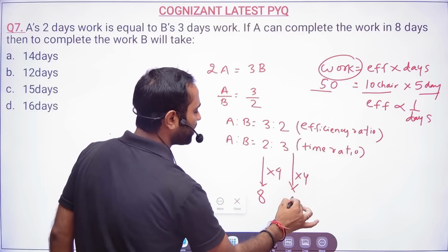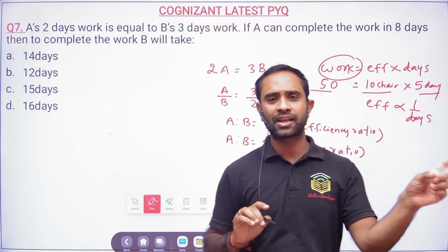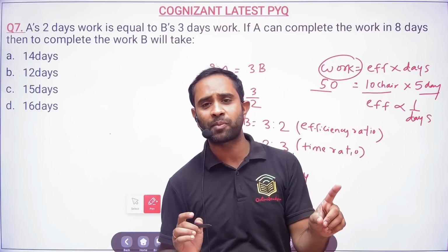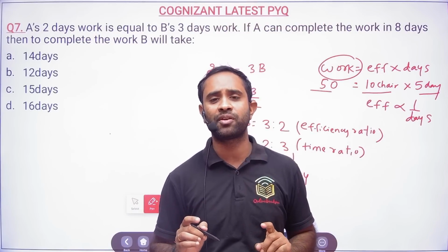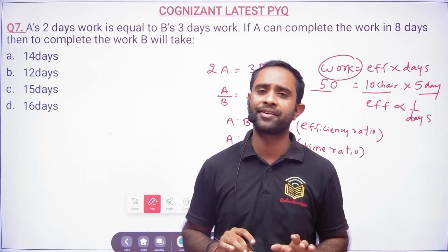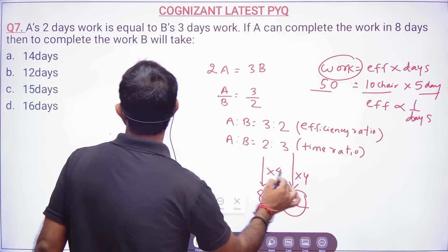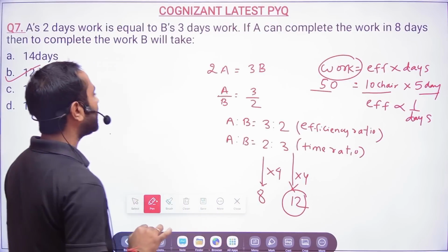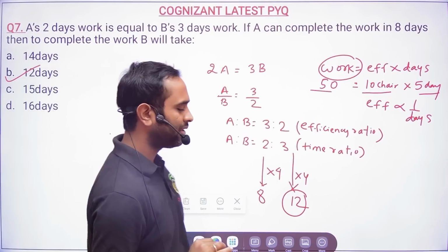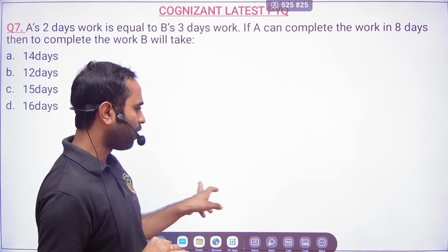Sir, 4 times, because ratio has to be equal. If you are multiplying a number by 4, the second number also you need to multiply by 4. If you are dividing a number by 5, the second number also you need to divide by 5. Ratio should always be equal, otherwise your concept is wrong. Otherwise whatever you are doing is wrong. So 12 days will be the correct answer. So if A can complete the work in 8 days, then B will take 12 days to complete the work. Okay, so I hope that is clear.